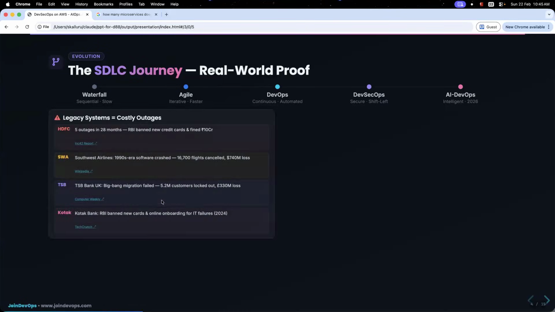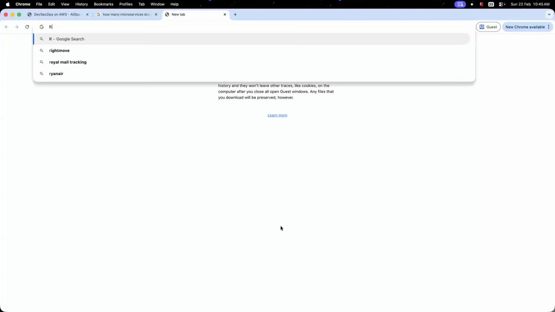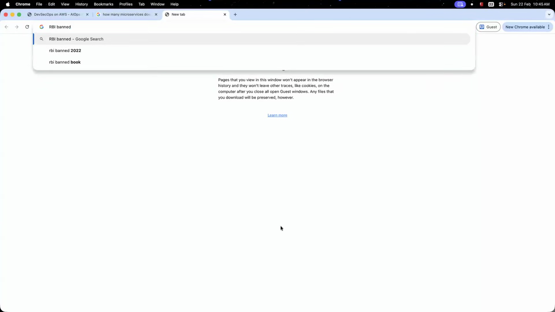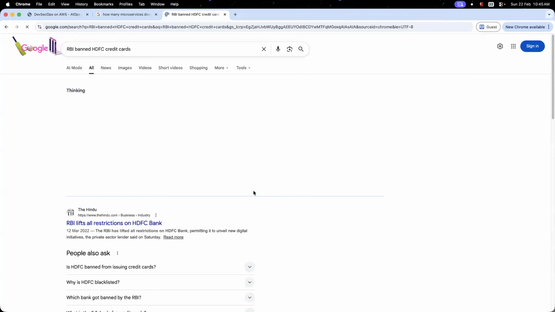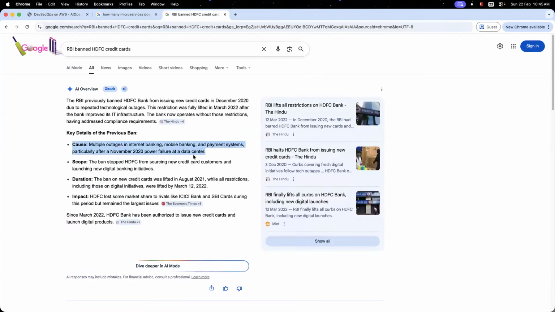Right? Now, whichever area you are in, whether you came from waterfall to DevOps, look at the maturity. When we talk about legacy systems, downtimes are always anticipated. A classical example is HDFC in 2019. HDFC ended up with continuous outages, and the RBI banned HDFC credit cards. The continuous outages at HDFC happened between 2019 and 2020, and they banned the cards for 1.5 years. It's such a big bank.